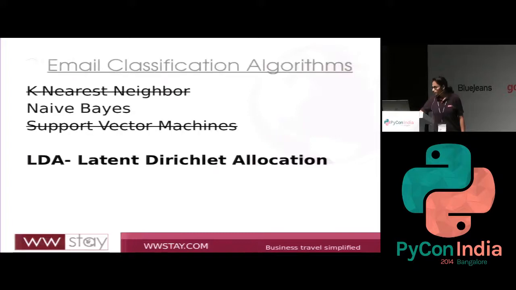So why LDA? Because there are quite a number of classification algorithms: KNN, Naive Bayes, support vector machine, many. But for us, we don't have time to label the data, and all of the data we had was text. So LDA was fitting well for our case.